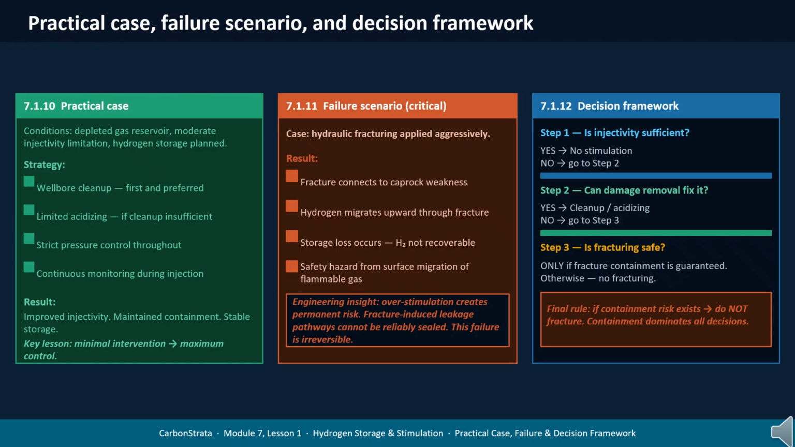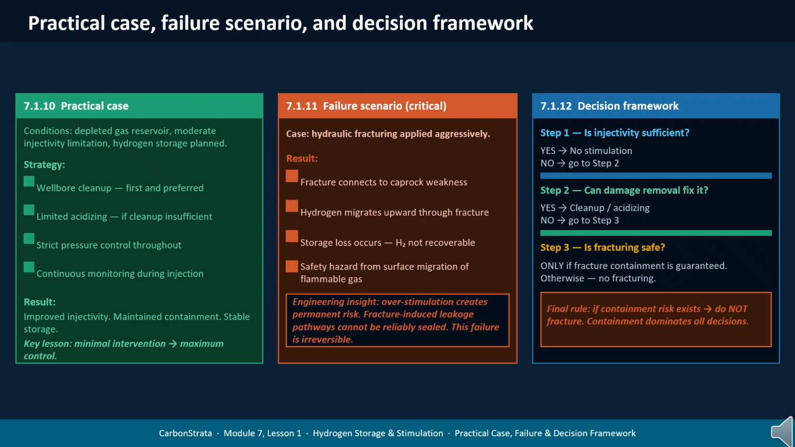Consider a practical case. A depleted reservoir is selected for hydrogen storage, but injectivity is limited. The approach is simple, but disciplined. Start with near wellbore cleanup. Remove the damage close to the well. If injectivity improves, stop there. There is no need to go further. If it does not improve, apply a limited acid treatment. Keep the reaction controlled. Keep the treatment local.